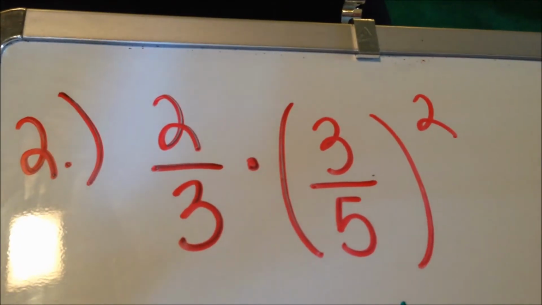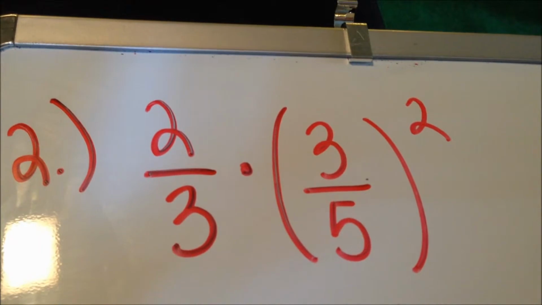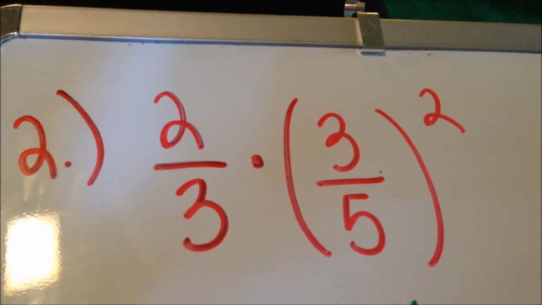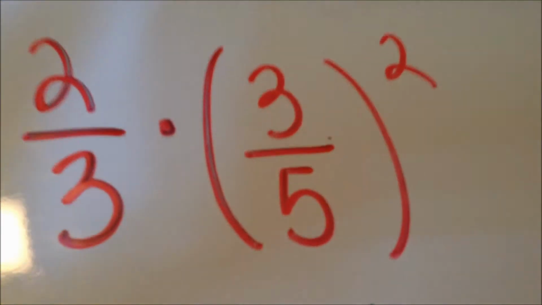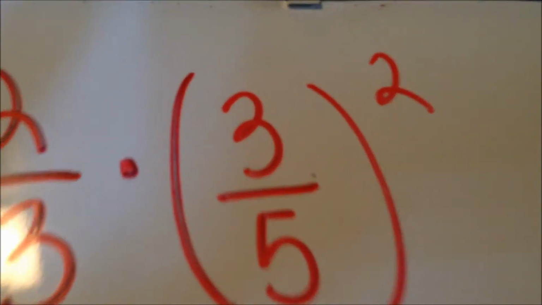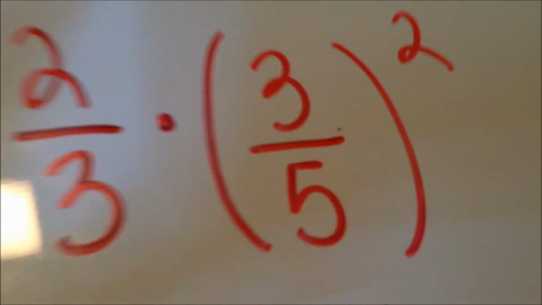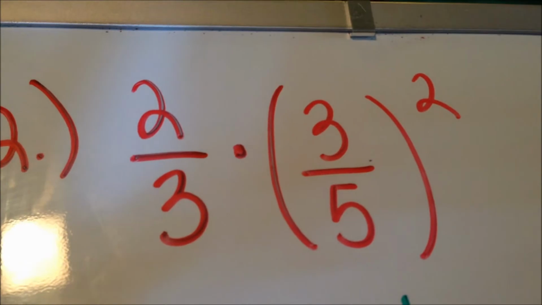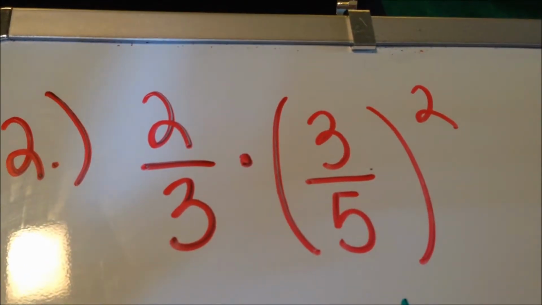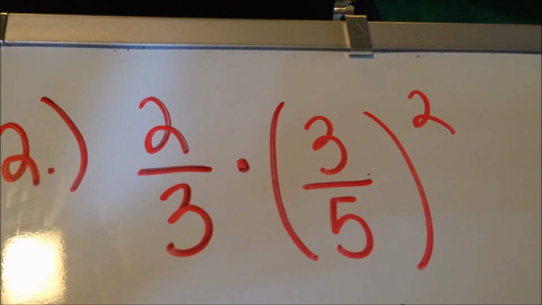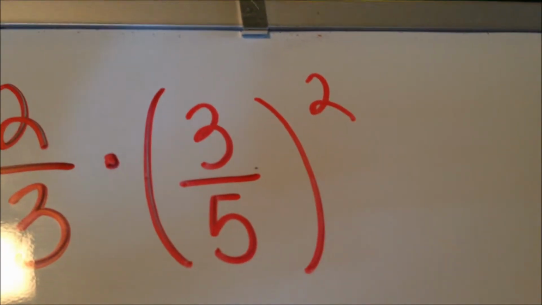Number 2, 2/3 times 3/5 squared. So step 1, do we have any parentheses? Yes, we technically have parentheses, but there's nothing on the inside of the parentheses to simplify. We just have the number 3/5. The next step is, do we have any exponents? Yes, we do. We have 3/5 to the second power.